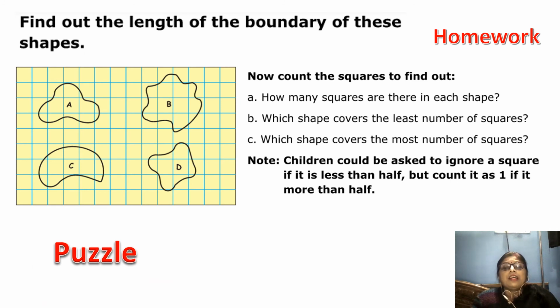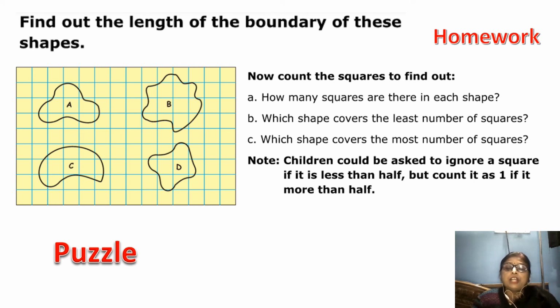Dear students, this is your homework. An interesting question is given here. Puzzle work. First, you read this question 2 times, 3 times and then find out the perimeter of the given figure with the help of squares. It means how many squares are needed to make this figure. Count the squares and find the answer.